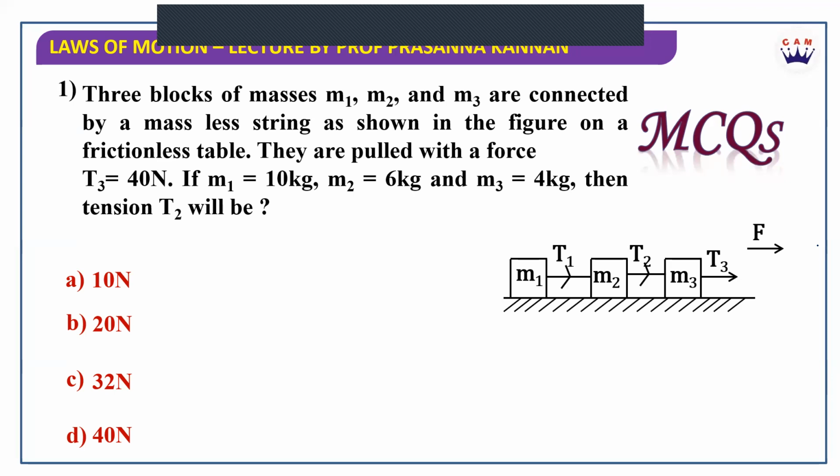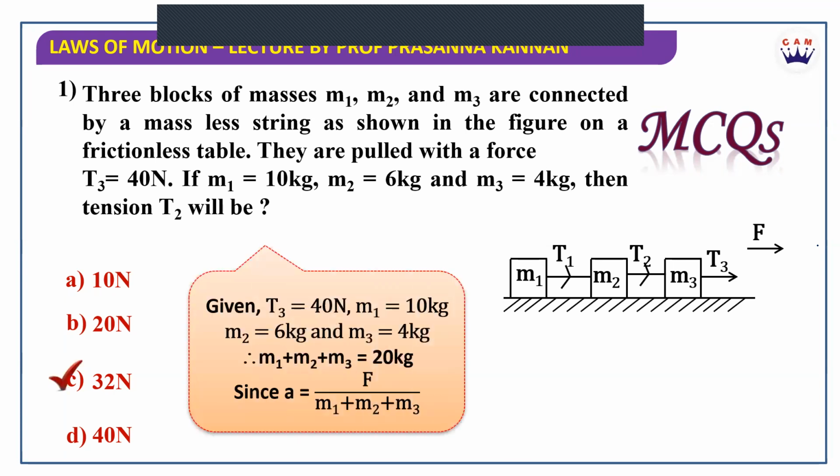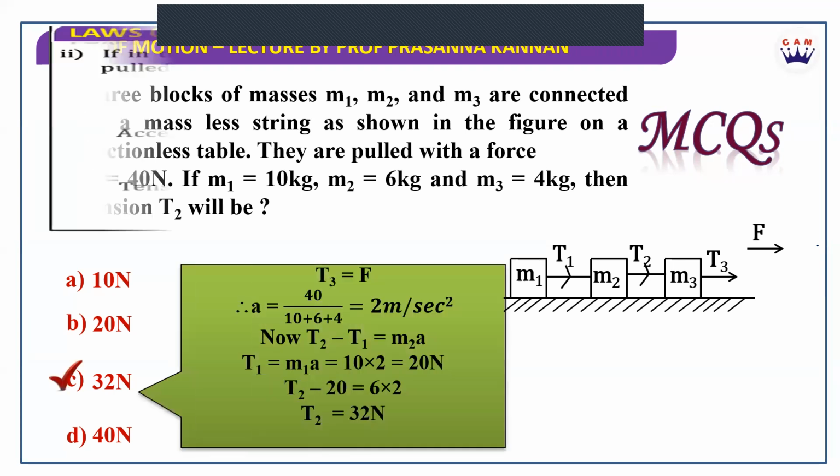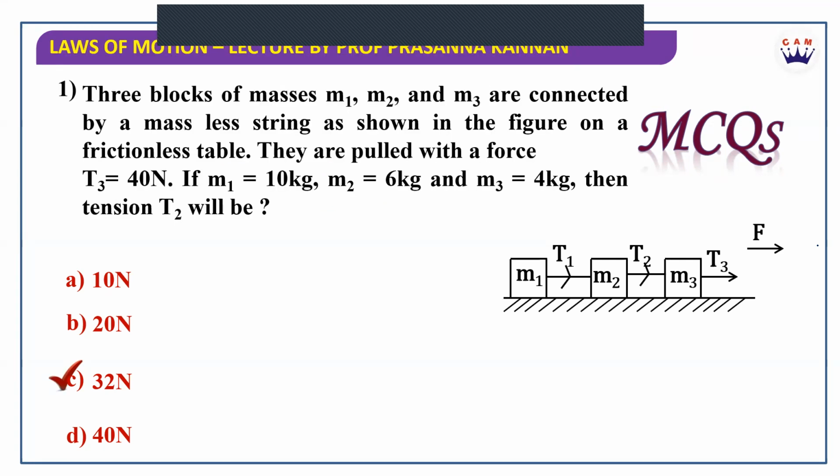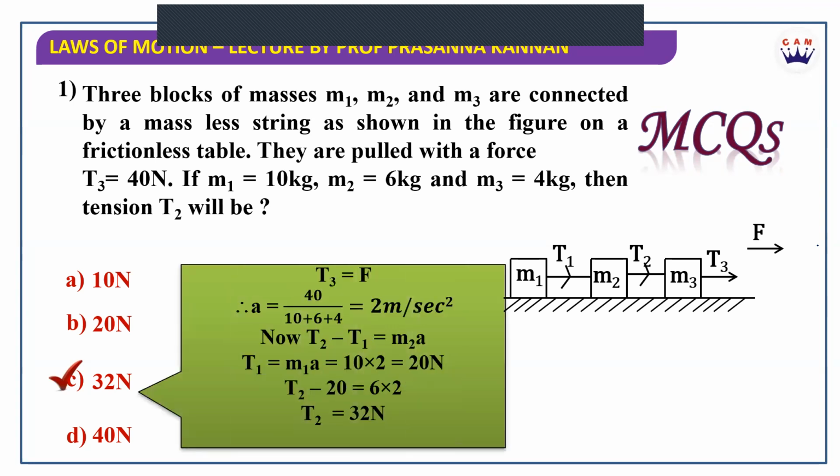32. Is it there in the option? Which option? Yes. You get a round of applause. That's all. Very simple, students. First find the acceleration. Once you find the acceleration, just whatever we did, M1A plus M2A you do, you'll get 32 Newton. Shall we move on?